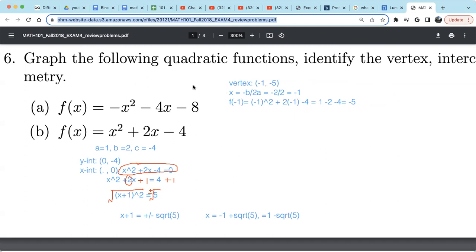Once we have our vertex, we can also draw our line of symmetry. So that's our x-axis. This is our y-axis.